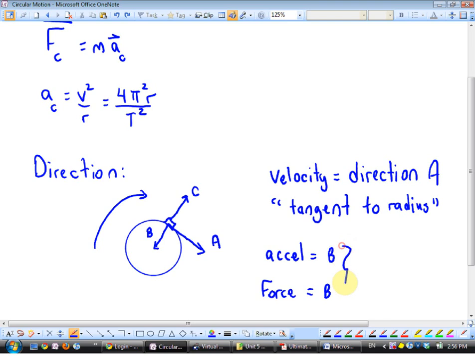And the fancy word for this was centripetal. And the phrase that we used was, we said it was center seeking.